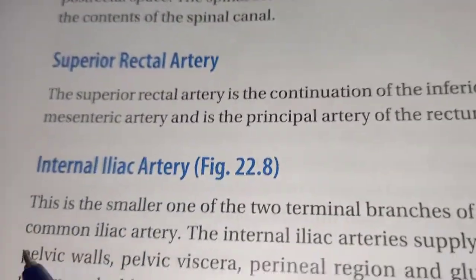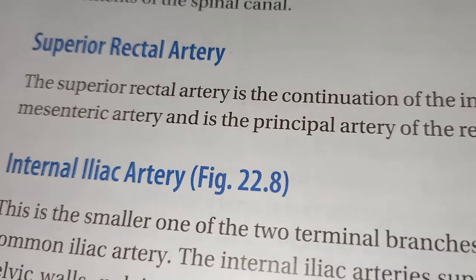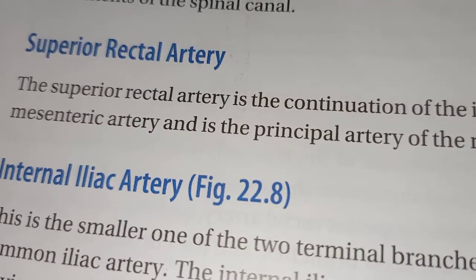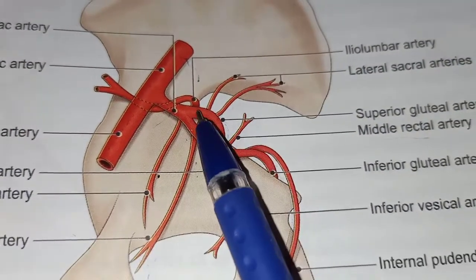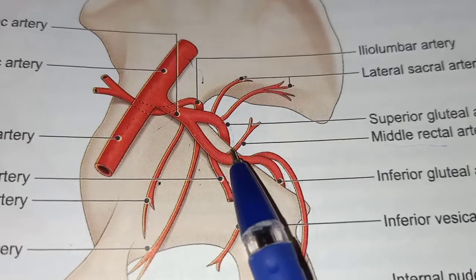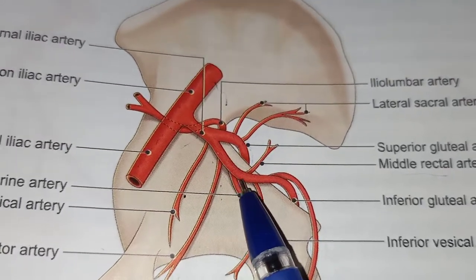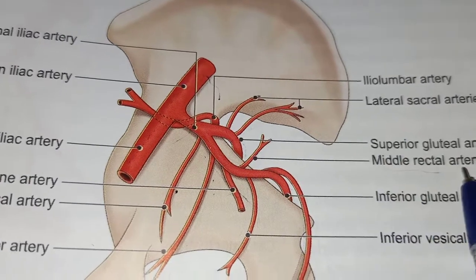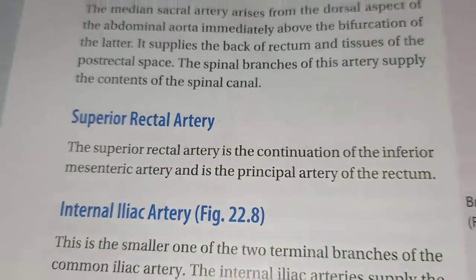Next we'll proceed to the superior rectal artery. The middle rectal artery is a branch of the anterior trunk. As you all know, this is the internal iliac, this is the anterior trunk, this is the posterior trunk, this is the anterior trunk. So from the anterior trunk arise the middle rectal arteries. But here, next is the superior rectal artery.